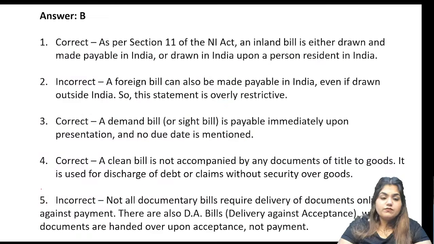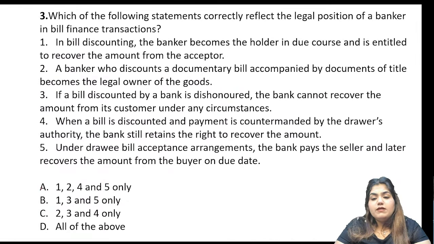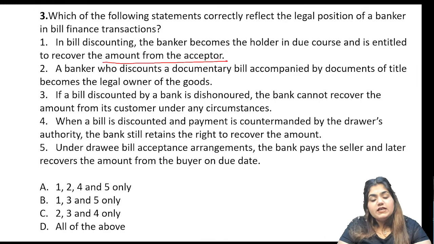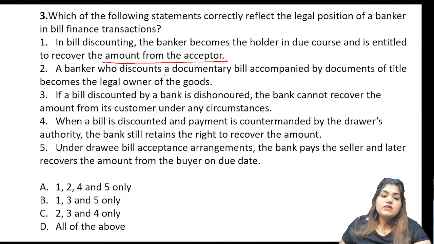Next question. Which of the following statements correctly reflect the legal position of a banker in a bill finance transaction? In bill discounting, the banker becomes the holder in due course and is entitled to recover the amount from the acceptor. Yes, he is. It is the bank who pays the seller before the maturity happens. The banker who discounts the documentary bill accompanied by documents of title becomes legal owner of the goods.